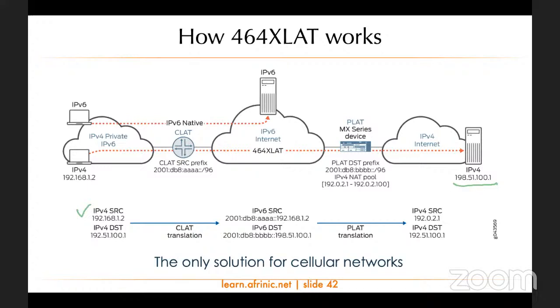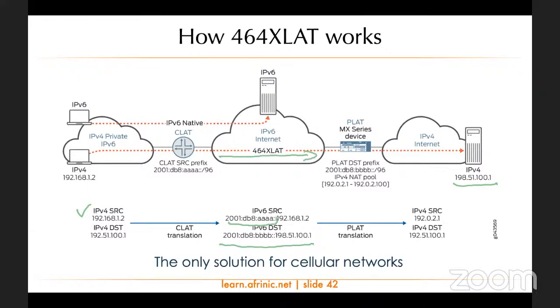It's going to translate the source by using a prefix that is assigned for this task. In this case, it's 2001:db8:AA, and then appending the IPv4 address at the end. And then the destination, the same thing. The packet is moved inside the core of your network as a v6 only packet.